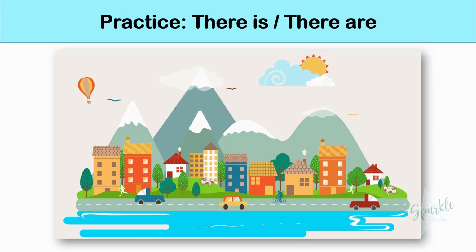Now what I want you to do is write sentences in the comments below using there is or there are to describe items that you see in this picture of a city. For example, there are 2 cows. There is a sun. What other sentences can you come up with describing this picture?